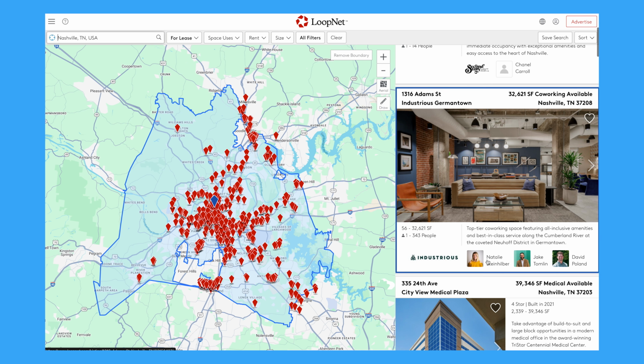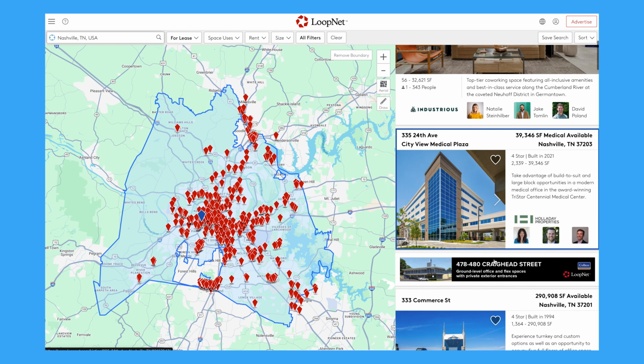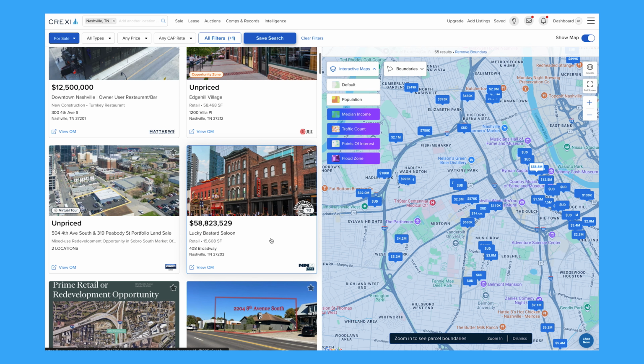You can gather a lot of this data from online resources like LoopNet, Crexi, CoStar, etc. They may not have actual closed deals, but you'll be able to get a pretty good idea of what people are asking in the area.